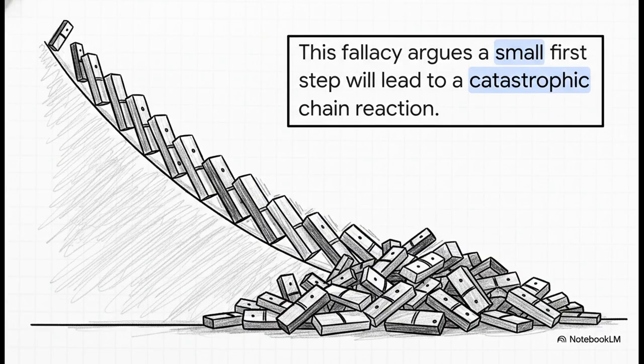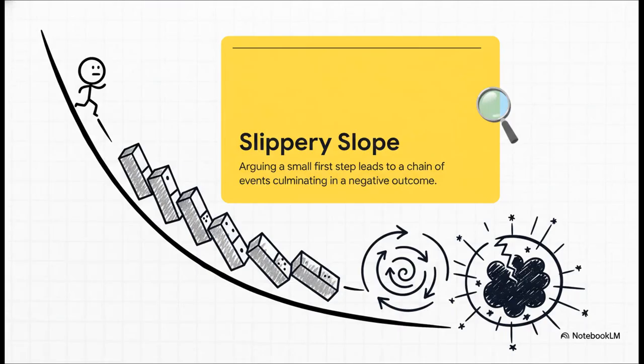And our final example for today is another one you've probably heard a million times. It's the good old slippery slope. The idea here is that if we allow one small thing to happen, we're going to start sliding down this slippery slope, and we won't be able to stop until we land in some horrible, catastrophic situation. It's an argument that plays on our fears by claiming a tiny first step will trigger a disastrous chain reaction.